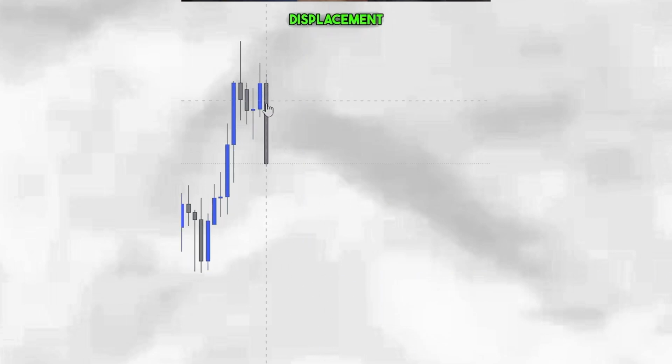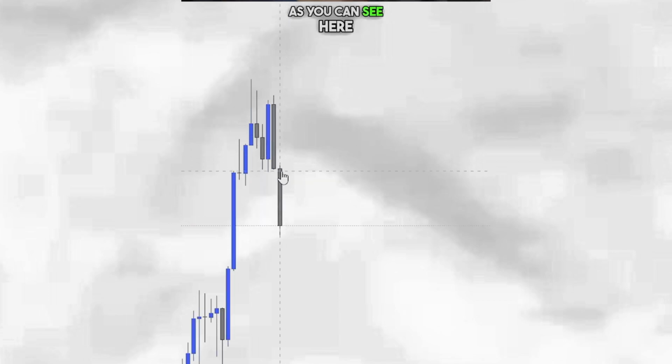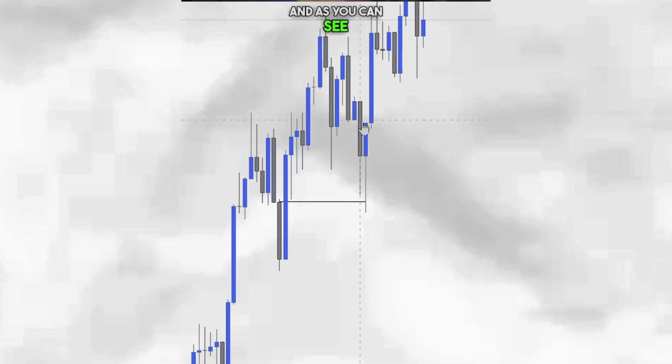If you look at this up close candle here, that's just a normal candle at the moment. But what would make this a valid order block? When you see displacement in the market. So now this is a valid bearish order block, which you can see price will mitigate into and respect. As you can see here, random candle closing bearish. We've had bullish displacement in the market, therefore making that a valid order block. And as you can see, price comes back, retests the bullish order block, pushes to the upside.